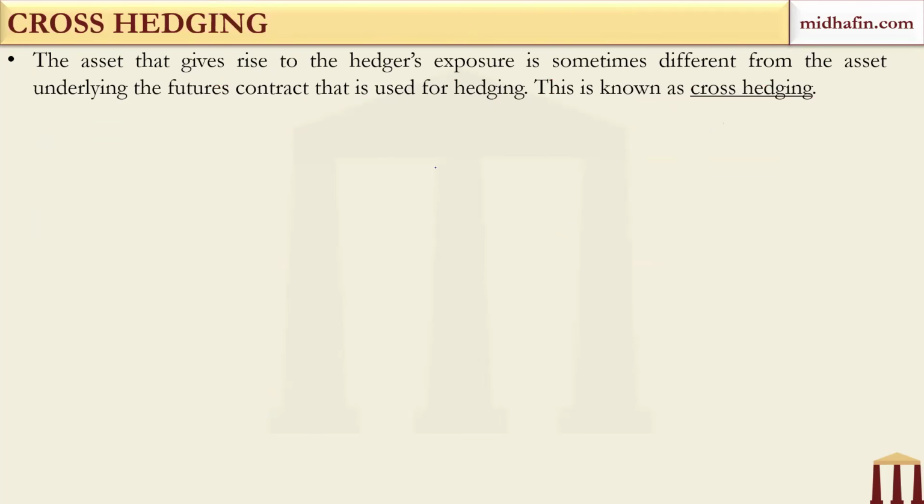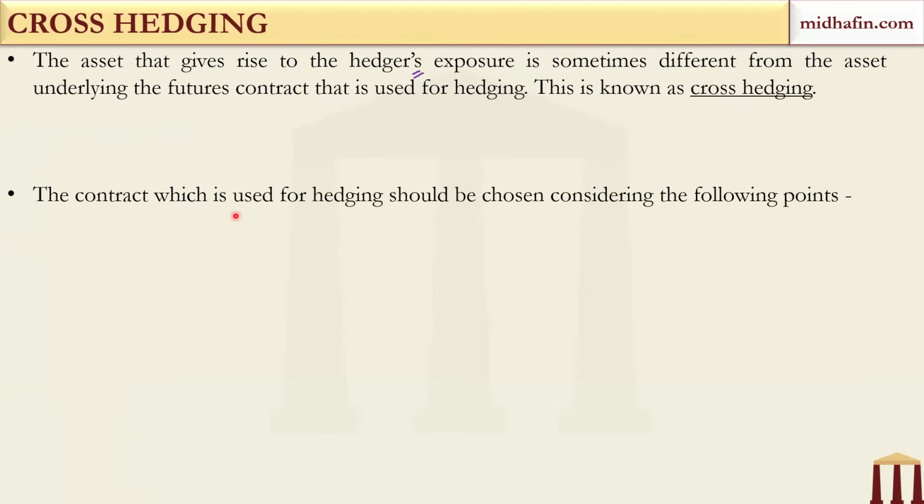Now the asset that gives rise to the hedger's exposure is sometimes different from the asset underlying the futures contract. As I mentioned, the example of heating oil, jet oil. This is known as cross hedging.